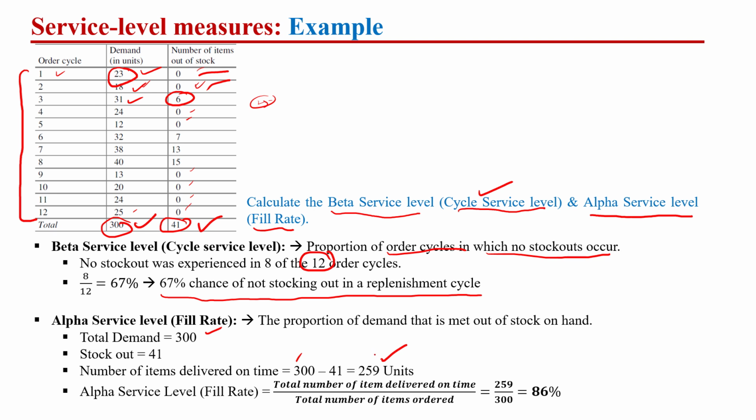So how can we find the fill rate? That is going to be 259 divided by 300, which is 86%. So that means we have fulfilled 86% of the demand. The remaining 14% was the stock out, right?